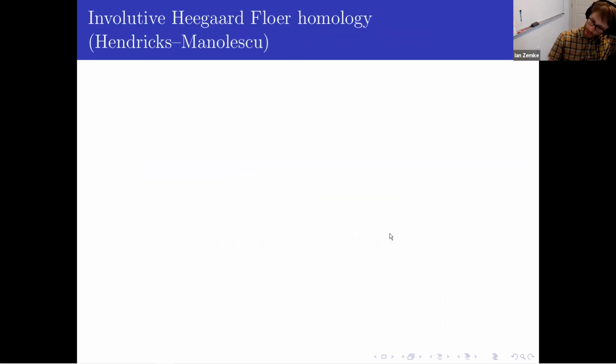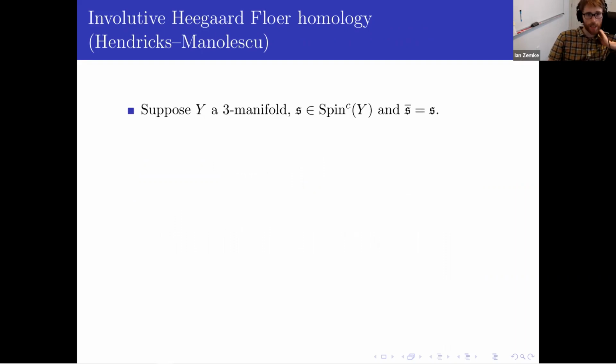So our goal is to do this for involutive Heegaard Floer homology. What can we say? We want to upgrade this program one step. So what is involutive Heegaard Floer homology? Well, suppose we have a 3-manifold with a spin C structure which is conjugation invariant. You have this conjugation action on spin C structures. There's a variety of ways to describe this. There's Turaev's interpretation of spin C structures as vector fields on manifolds, and then the conjugation action is you just take the vector field and multiply it by -1.